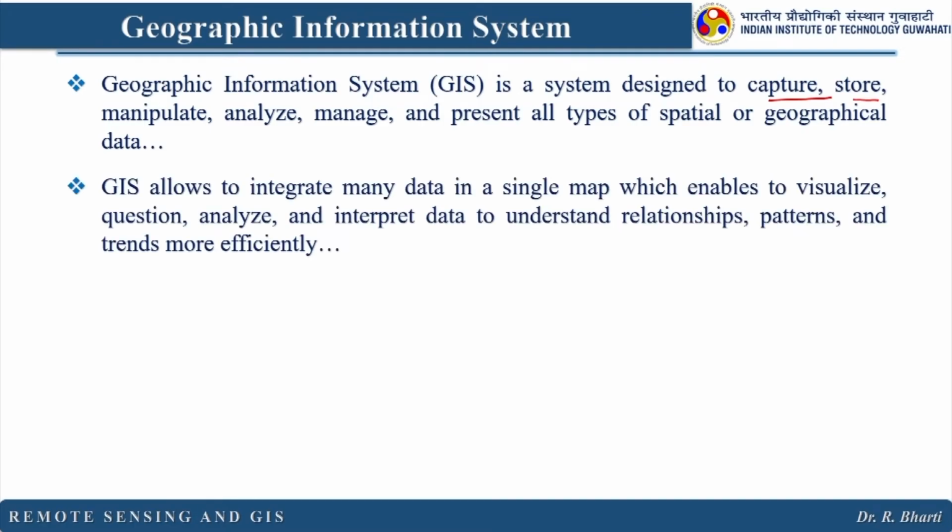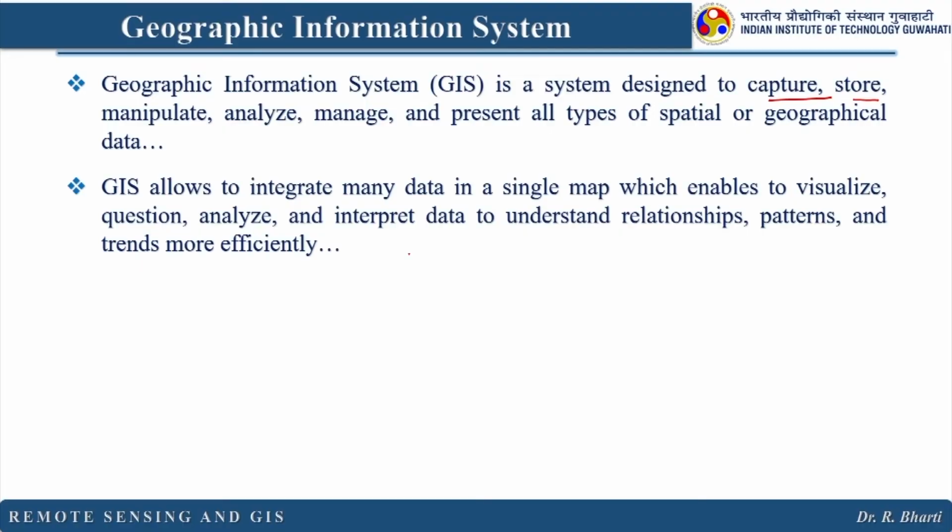In other words, GIS allows us to integrate many data in a single map, which enables us to visualize, question, analyze and interpret data to understand relationships, patterns and trends more efficiently. If you have 10 parameters collected separately from a field during a field investigation, and if you see them independently and separately, what will happen? You will end up analyzing only those parameters. But if you can bring them into a GIS environment where you can integrate n number of data sets together for an area, then it will be easy to understand that particular study area in terms of your application, right?